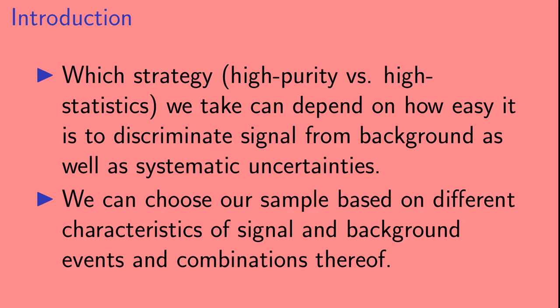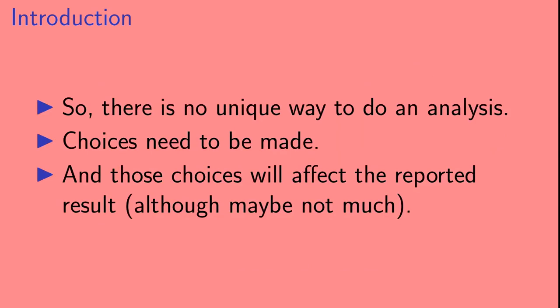Whether we take a high purity or high statistics strategy, or opt for somewhere in between, can depend on how easy it is to discriminate signal from background and on systematic uncertainties. Additionally, we can choose our sample based on different characteristics of signal and background events and on combinations of those characteristics. This means that there is no unique way to do an analysis. Choices need to be made, and those choices will affect the reported result. Hopefully, there is a range of choices where the reported result doesn't depend too much on the choices we make, but still, some dependence will exist.